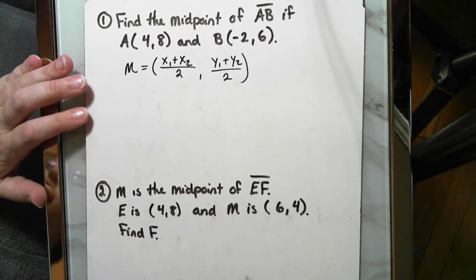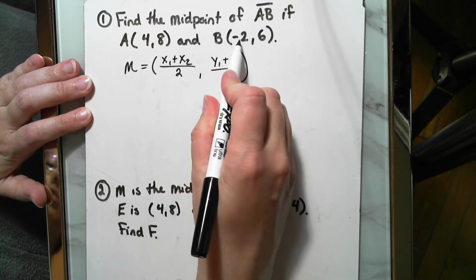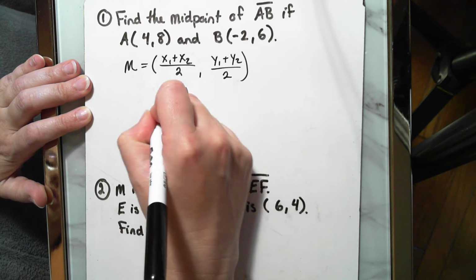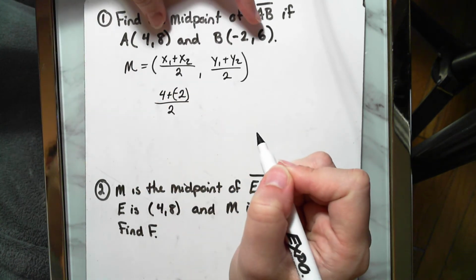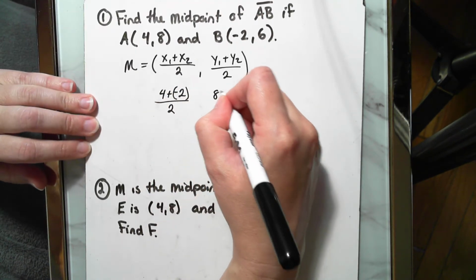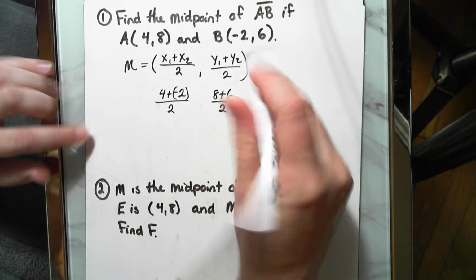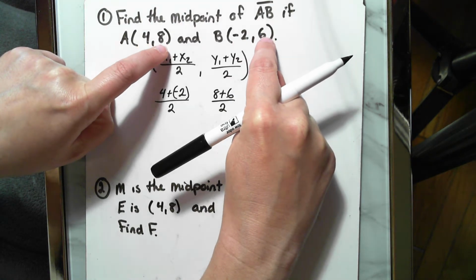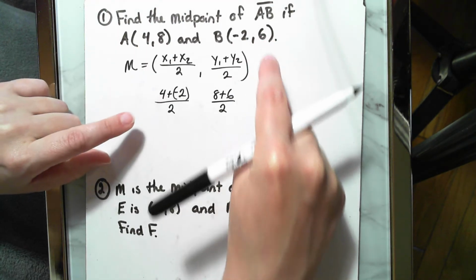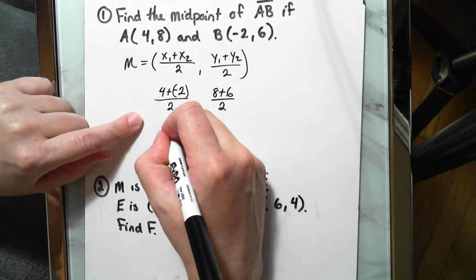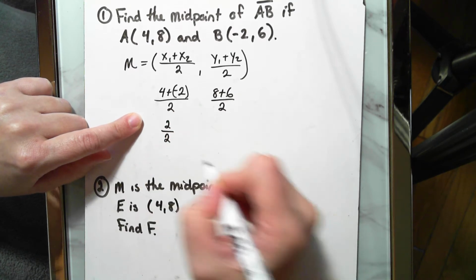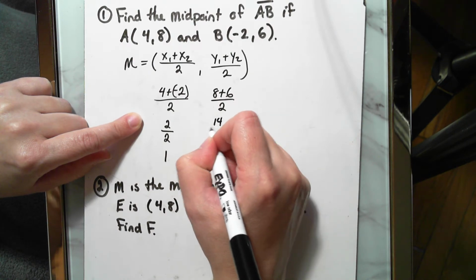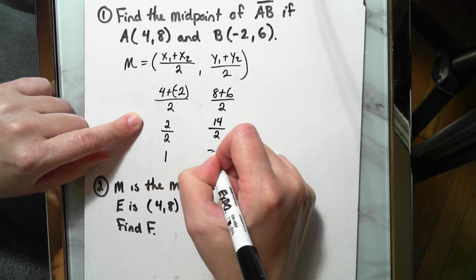So that's what I'm going to do. So I'm going to do 4 plus -2 and divide by 2. And then I'm going to do 8 plus 6 and divide by 2. So I just took the two x values and I added them, and I take the two y values and I add them. So 4 plus -2 is 2, and 2 divided by 2 is 1. 8 plus 6 is 14, and 14 divided by 2 is 7.